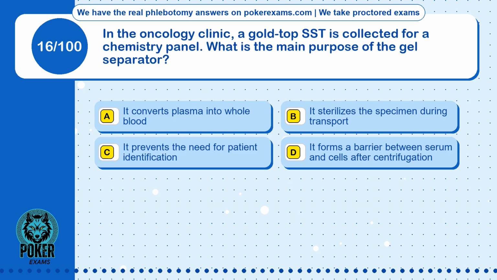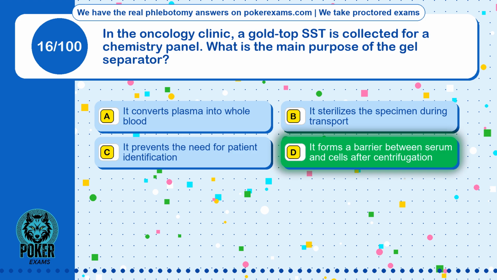Question 16. In the oncology clinic, a gold top SST is collected for a chemistry panel. What is the main purpose of the gel separator? Option A. It converts plasma into whole blood. Option B. It sterilizes the specimen during transport. Option C. It prevents the need for patient identification. Option D. It forms a barrier between serum and cells after centrifugation.